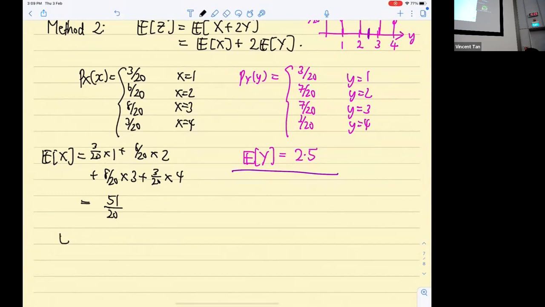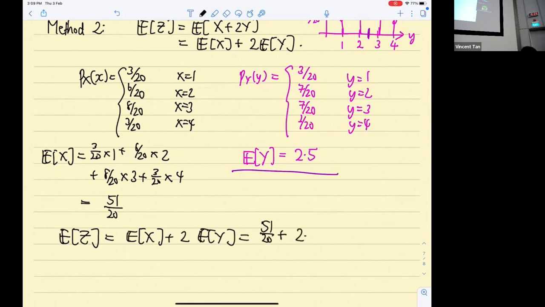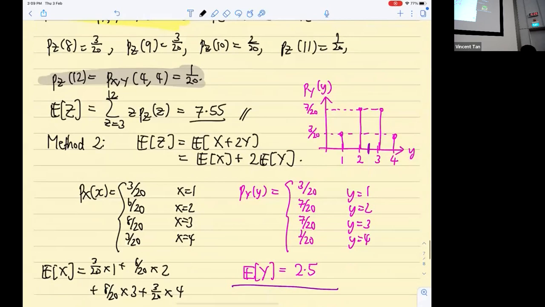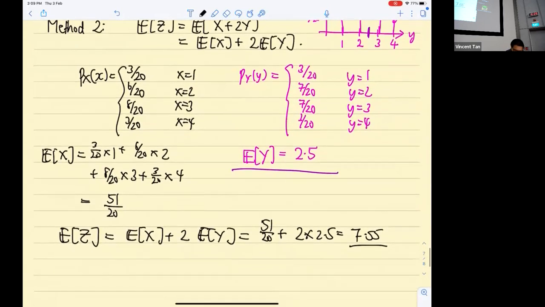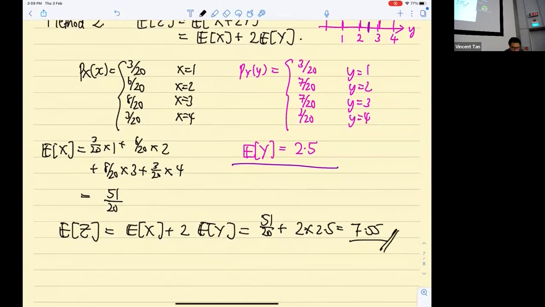So the expectation value of Z is equal to the expectation value of X plus 2 times the expectation value of Y. You just substitute the numbers in. You have 51 over 20 plus 2 times 2.5. So this is again 7.55. And that corroborates this. Same number, as it should be, because the formula must give the same number as the long-winded way of doing things. So can everyone appreciate this?